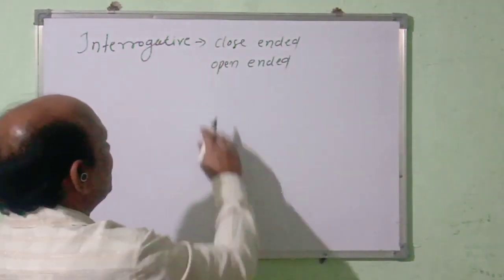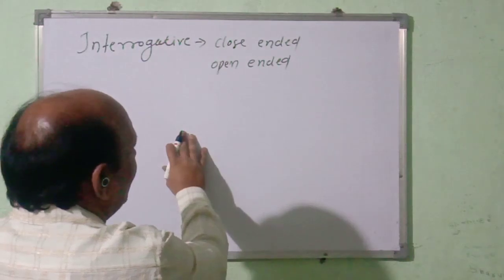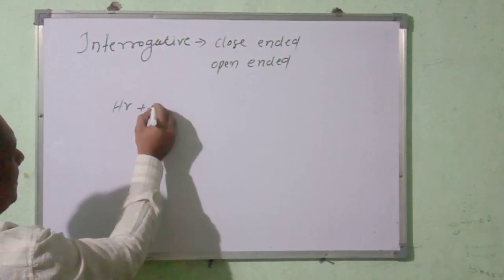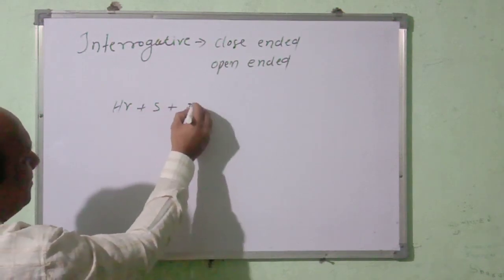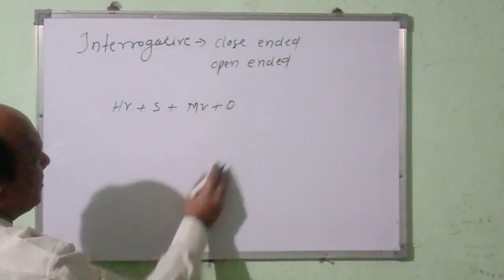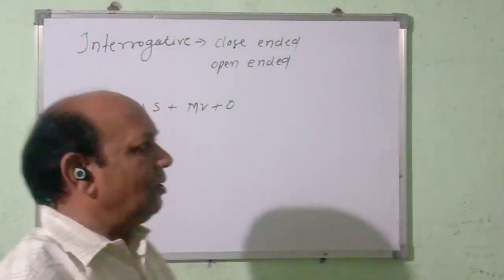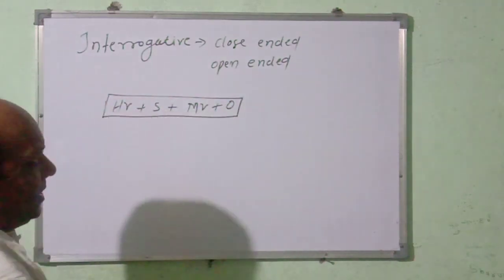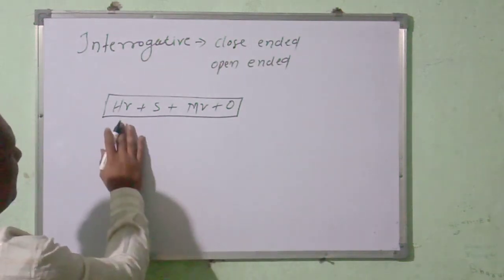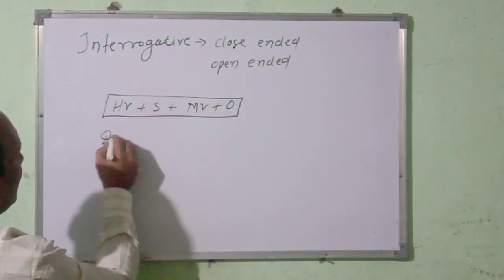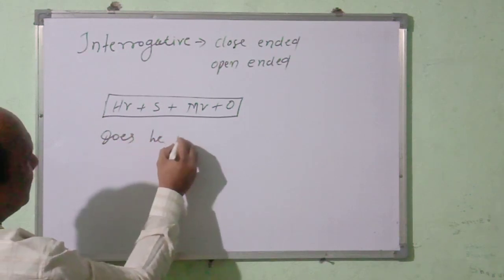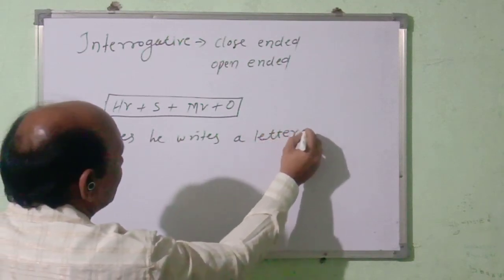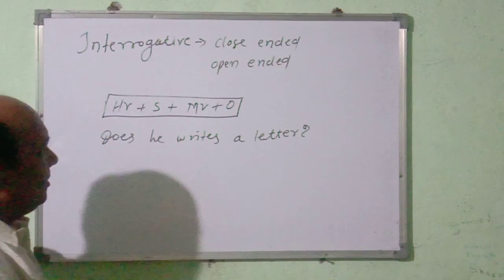Okay. So we will see what the structure of the close-ended question is. First we have to add the helping verb plus subject plus main verb plus object of the sentence. This is the structure of the close-ended question. Helping verb, subject, main verb, and object of the sentence. I am writing one example here. Helping verb, for example, does he writes a letter. At last you have to put the question mark.